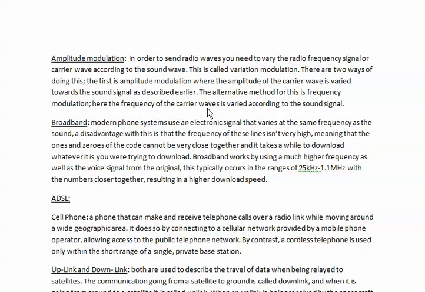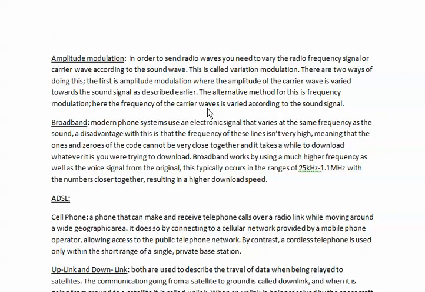The first is amplitude modulation, where the amplitude of the carrier wave is varied according to the sound signal. The alternate method is frequency modulation, where the frequency of the carrier wave is varied according to the sound signal. There we go. So, amplitude varying with the sound signal. The other one is varying the frequency according to the sound signal. Sounds simple, right?